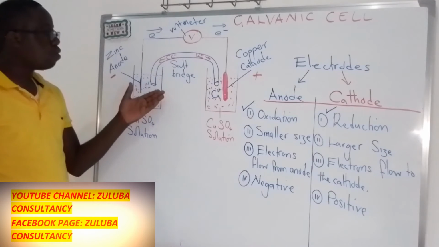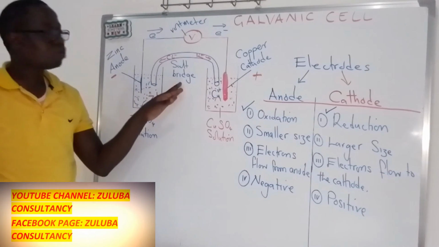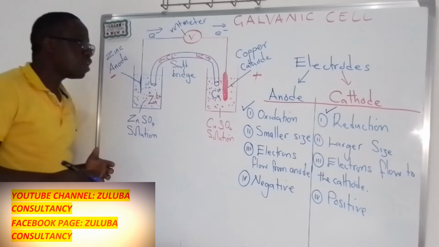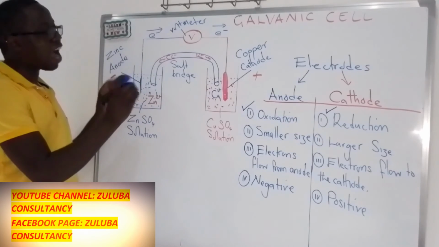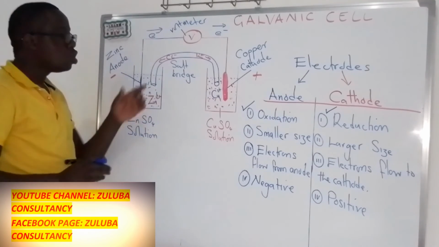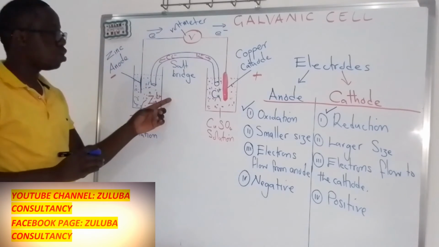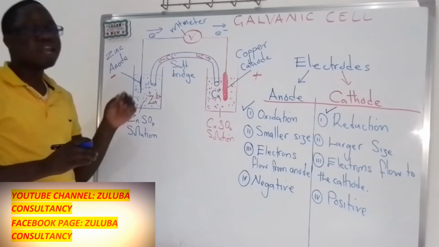The galvanic cell is separated by a neutral salt bridge. This bridge simply facilitates the connection and the transfer of electrons so that a complete circuit can be made. So again, the salt bridge should have a neutral salt.